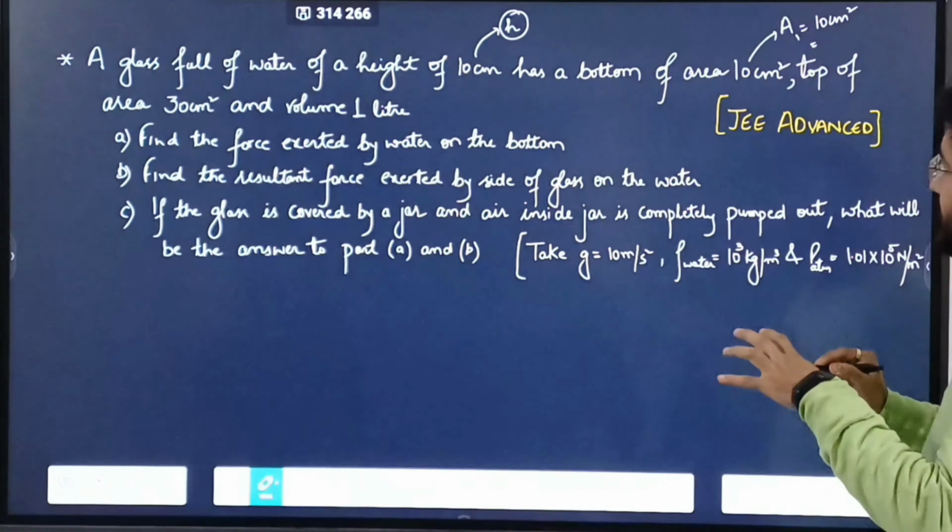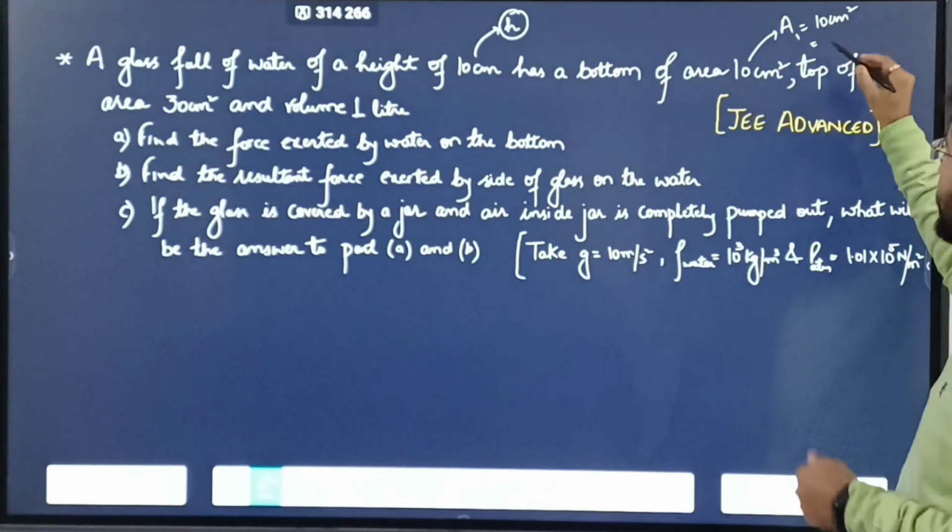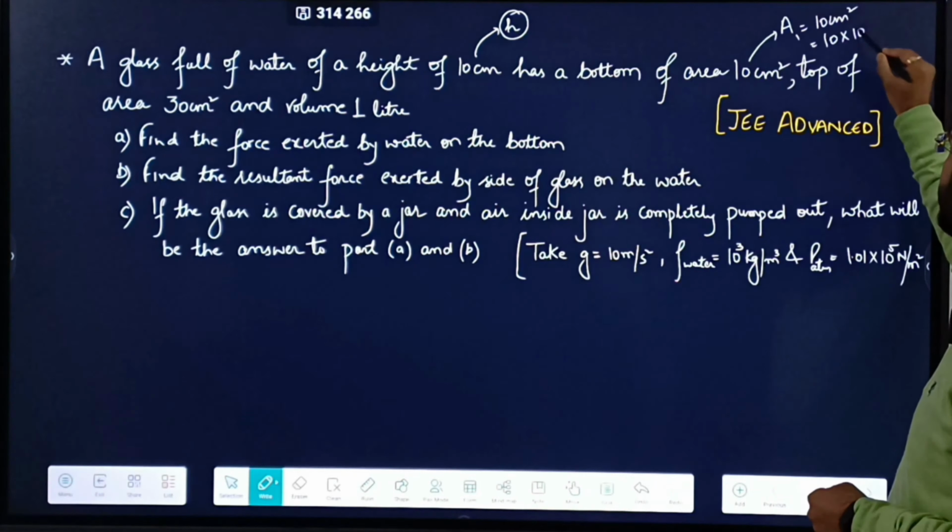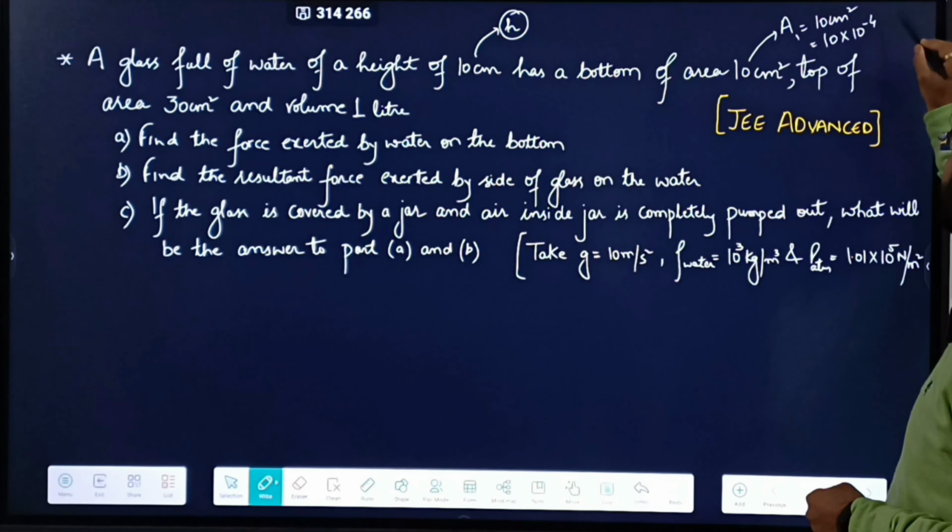We need to firstly convert this unit into meter, standard unit. Now here we convert it into 10 raised to minus 4 meter square. We will get 10 raised to minus 3 meter square.